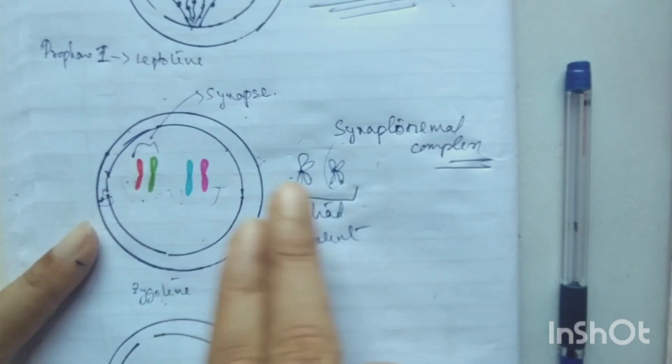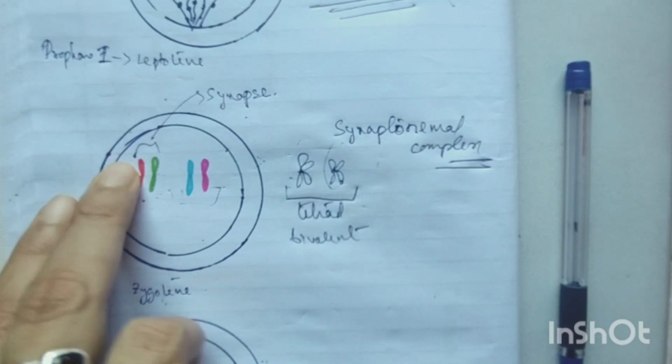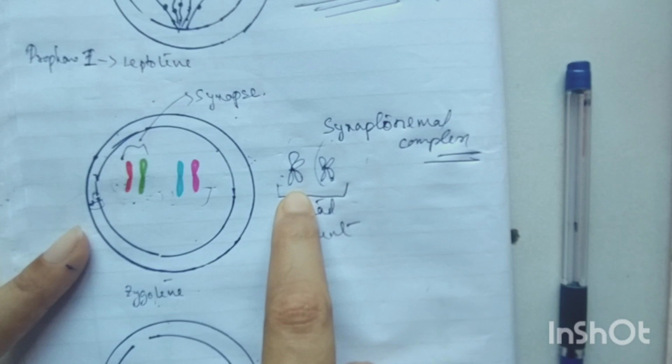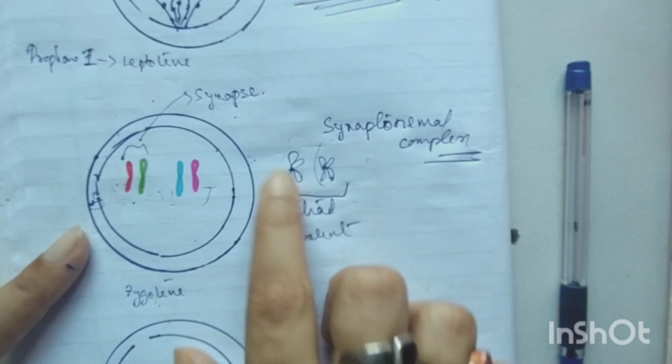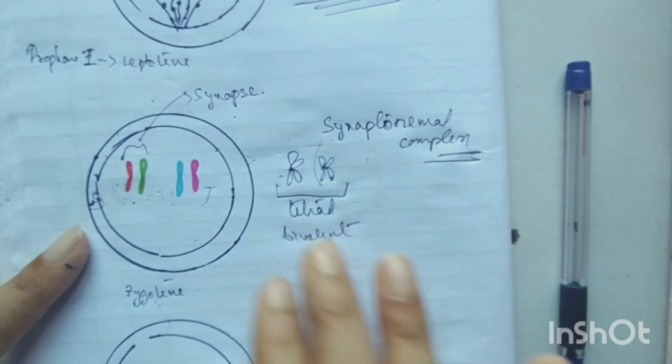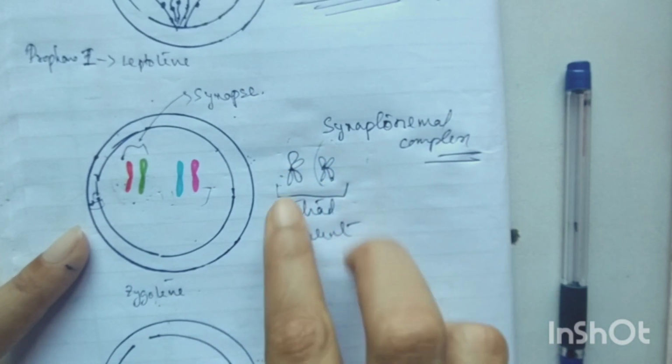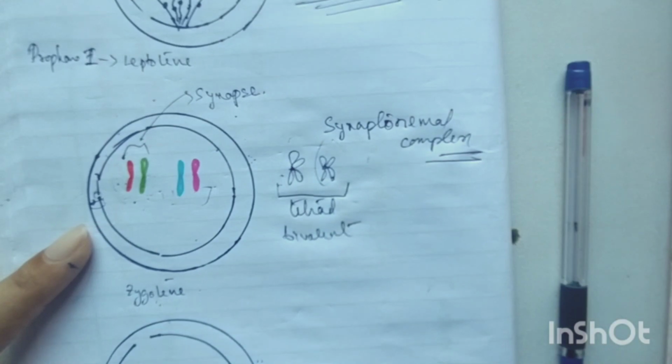There are actually two sister chromatids in each chromosome. So we can also draw it like this, and if we draw it like this, we can also call it a tetrad or a bivalent chromosome. Tetrad because it has 4 chromatids, and bivalent chromosome because there are 2 chromosomes.